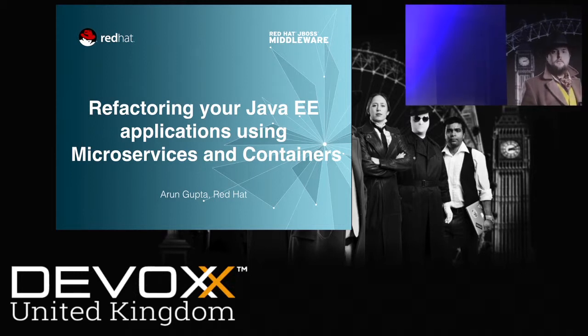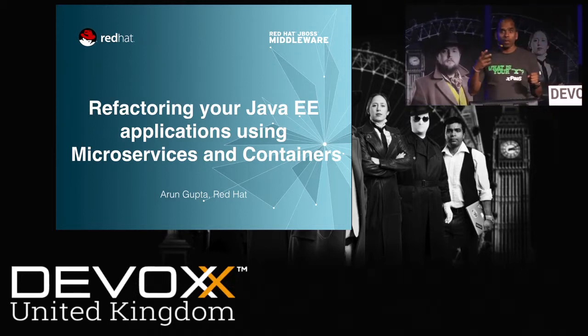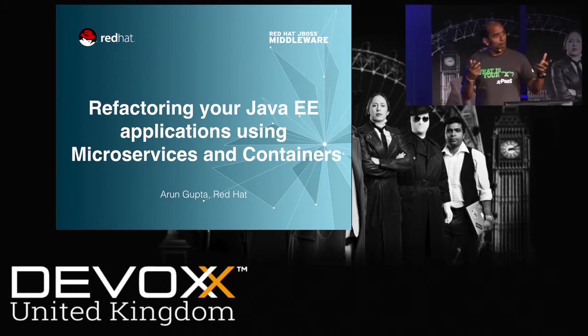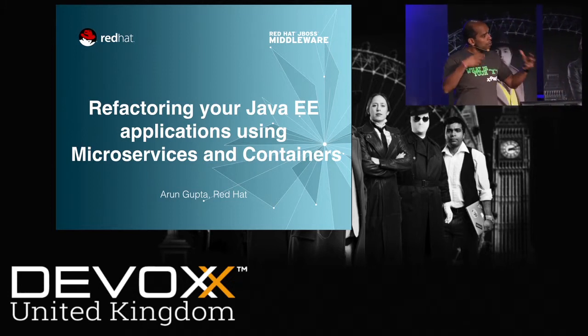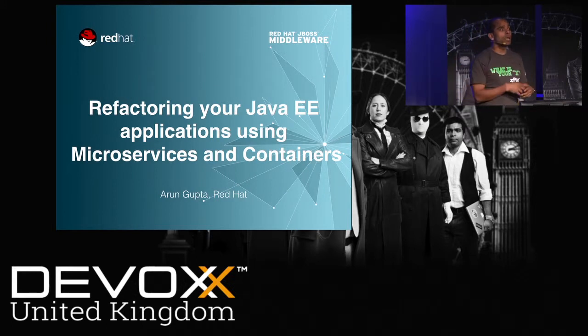So first of all, I'll start with the introduction of what microservices are. What are the concerns when you're breaking a monolith into a microservice, and how do you handle them, and how do containers fit into that picture?